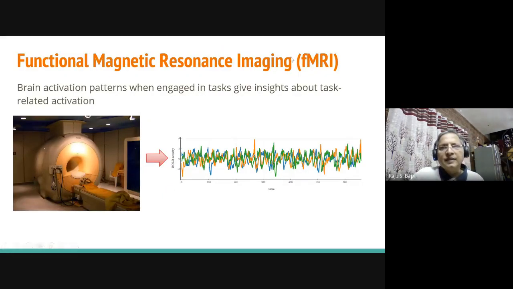So, a brief slide on functional MRI. As you all perhaps know, the left-hand side is a typical MRI scanner with a magnet and a table on which the subject lies down, and then this table is raised and wheeled into the bore of the magnet to obtain non-invasive recordings of brain function.